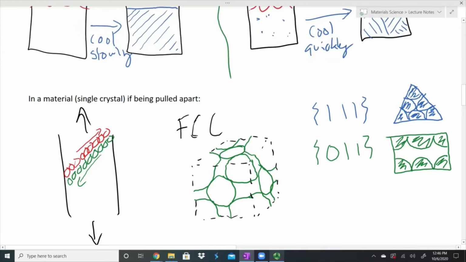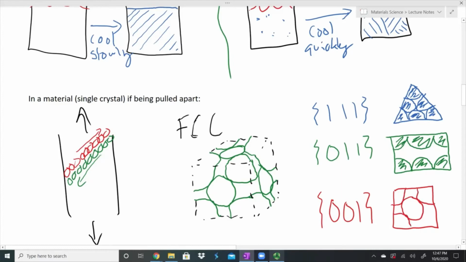Lastly, we could, let's say, do a 0-0-1 plane. This would just be a face. We could cut our material so that we have this square face. And if we draw this, it looks like it's more densely packed than the 0-1-1, but it's definitely not as closely packed as the 1-1-1.